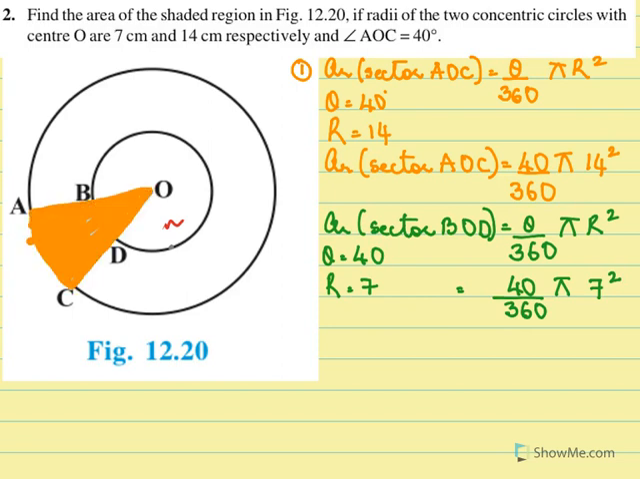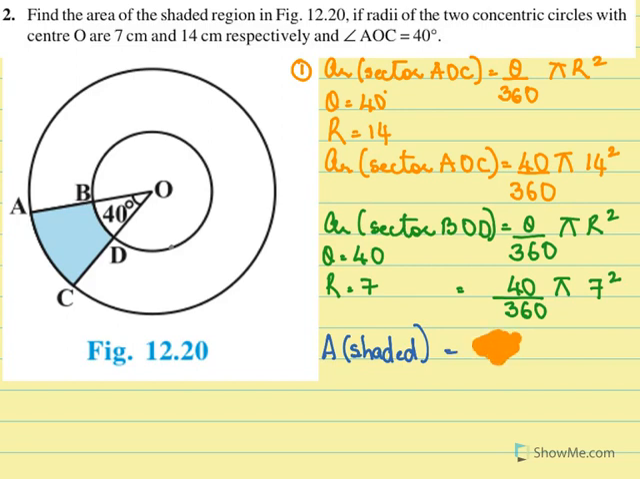To find the area of the shaded region, from this yellow area we need to subtract this area, which is the green one. This area has to be subtracted, and whatever remains once we subtract this area is this blue area.